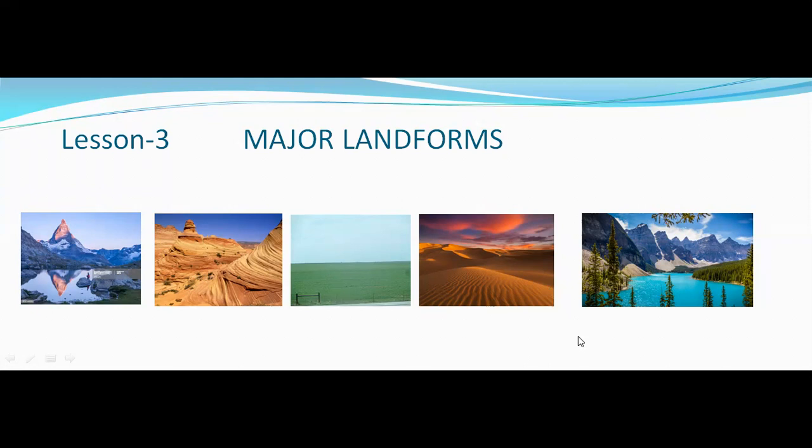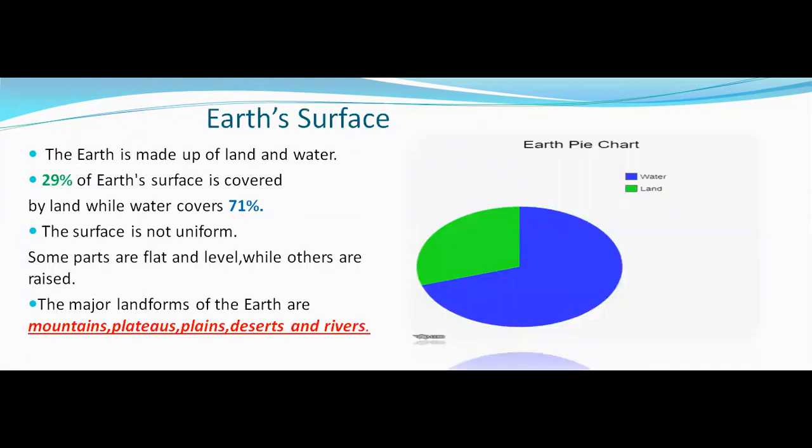Yes, children. The major landforms are nothing but the physical features or the physical divisions of our Earth. Now let us look at our Earth's surface. Our Earth is made up of land and water. 29% of our Earth's surface is covered by land, while water covers 71%.